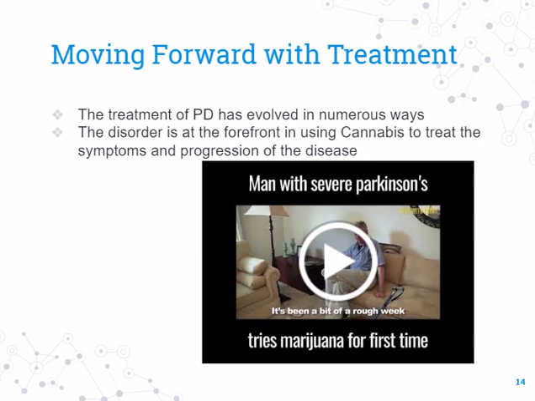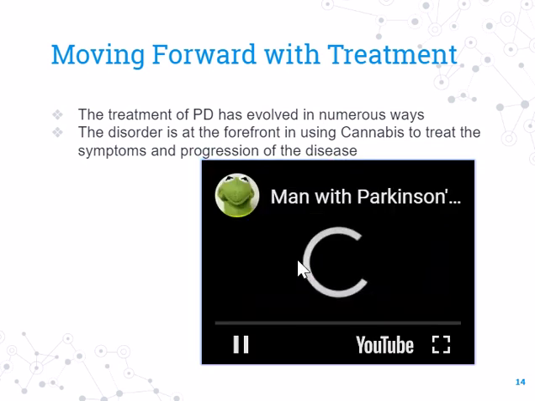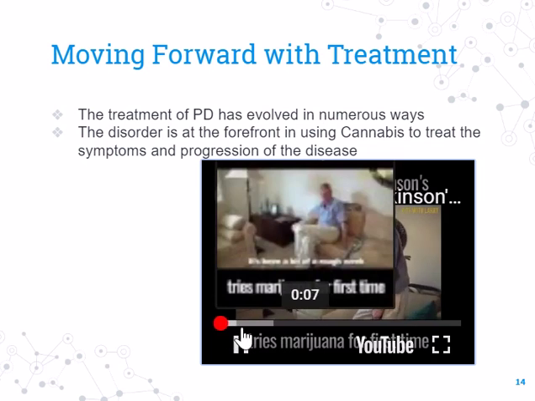And also moving forward with treatment, Parkinson's disorder has evolved in numerous ways in forms of treatment. It went from medication to surgery, and they're currently at the forefront in using cannabis to treat symptoms and the progression of the disease. So I'm going to play a short clip. It shows a man with severe Parkinson's, and he tries cannabis oil for the first time, and you could see the way that it really helps him. So I'll try and skip forward.